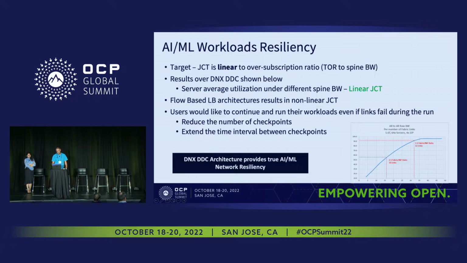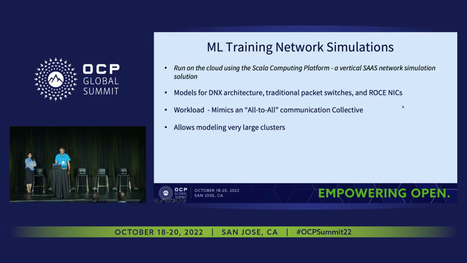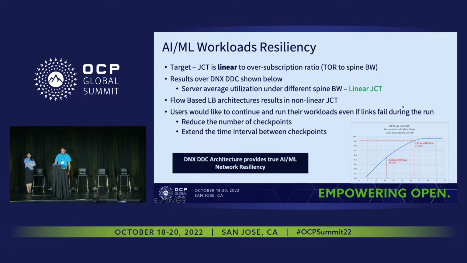And what we can see is that with this architecture, the behavior is linear. You reduce the bandwidth between the top of rack and the spine, and the flow completion time reacts linearly to that. From our experience, this is not the case when you do that with the traditional architecture. We have some results. We didn't have time to share all of it, but there's a lot more interesting results to show with different tests. This is just a sample.